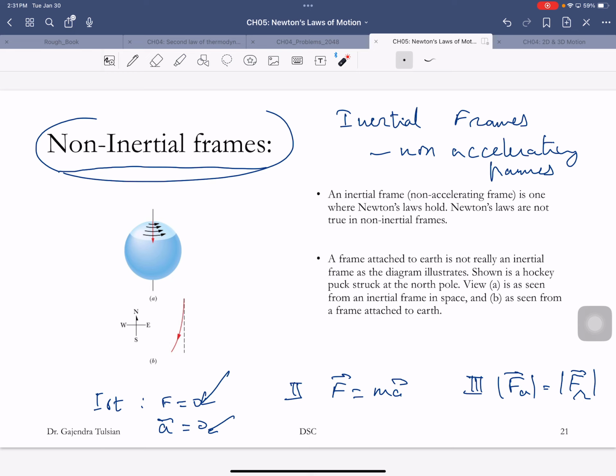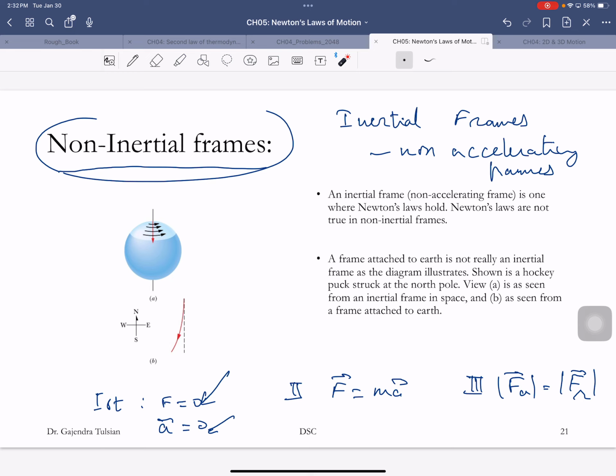Again, we're at the North Pole. You hit a puck like this. And if you're standing there, the Earth rotates and the puck goes to the right. Is that like the Coriolis effect? All right, just a second. So here, there was no force acting on this guy, and it's not traveling in a straight line.